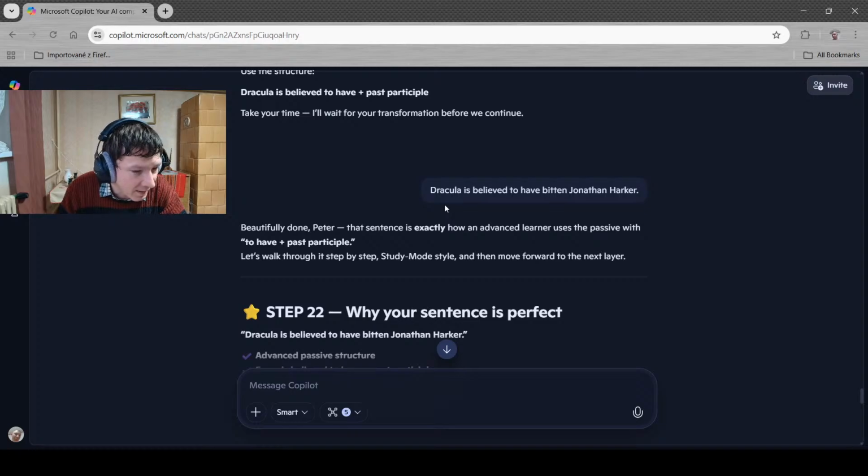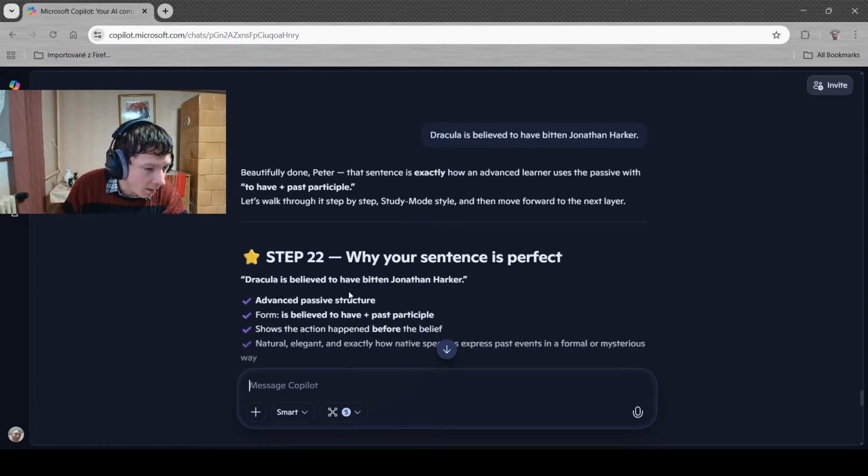Beautifully done, Peter. That sentence is exactly how an advanced learner uses the passive with to have plus past participle. Let's walk through it step by step, and then move forward to the next layer. Step 22. Why your sentence is perfect. Dracula is believed to have beaten Jonathan Harker.